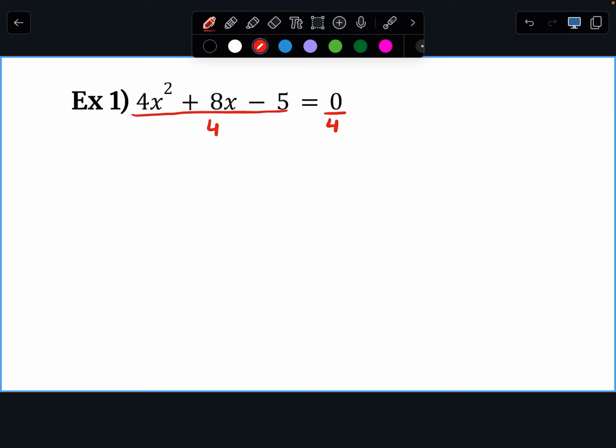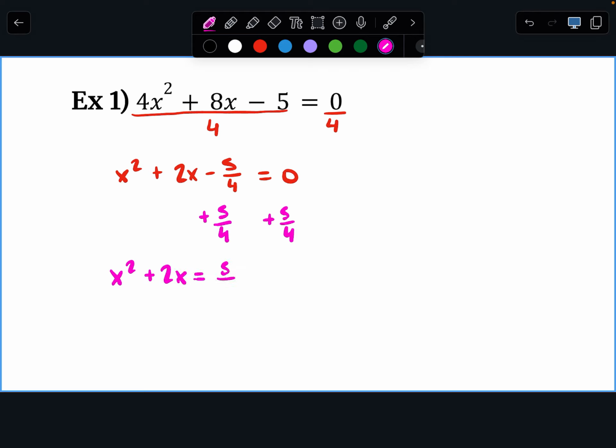Okay, so when I divide a polynomial by a number, I have to divide every single term by that. So I take 4x squared over 4, 8x over 4, negative 5 over 4, 0 over 4. Notice we have a fraction. That's okay. We can have fractions. So next step, get all of my x's on the left, all of my constants on the right. My constant is just 5/4. So I'm going to add 5/4 to both sides. So I have x squared plus 2x equals 5/4.